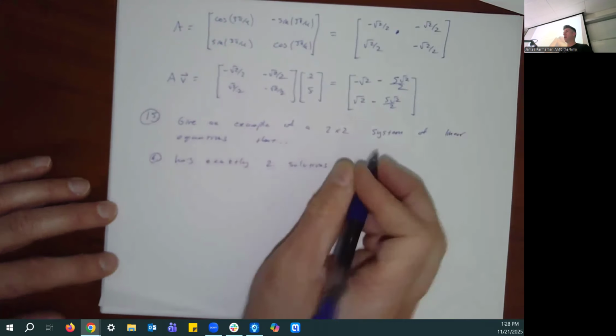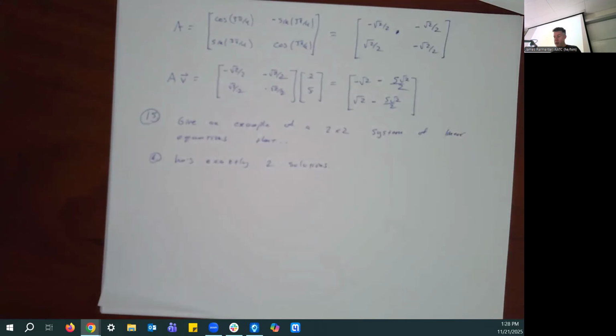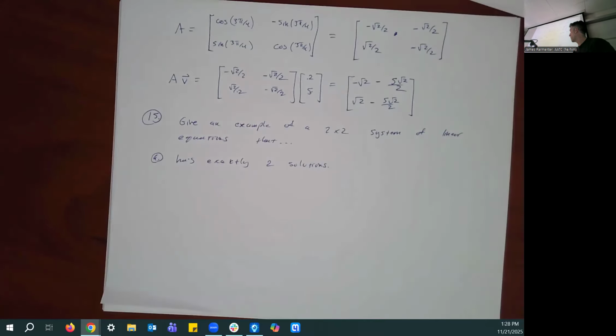Now, here's what we should be thinking. When you're trying to write a 2x2 system of linear equations, you're really just writing the equations of 2 different lines. Oh, I'm sorry, it's a little blurry there. There we go. Can you have 2 lines that touch each other in exactly 2 points? You can't.